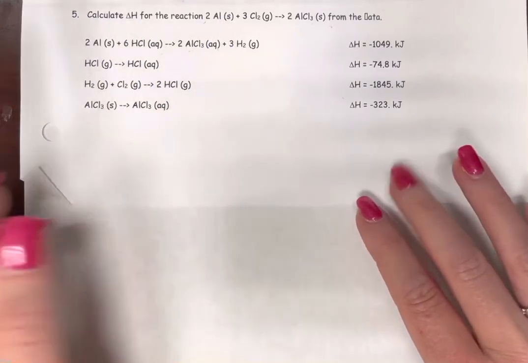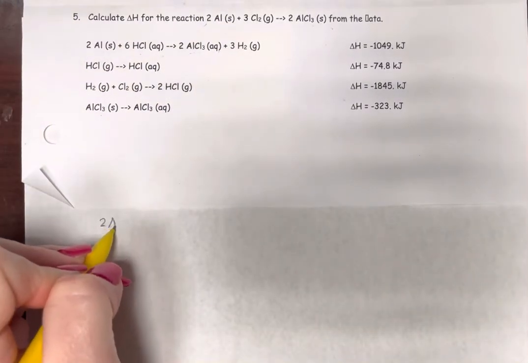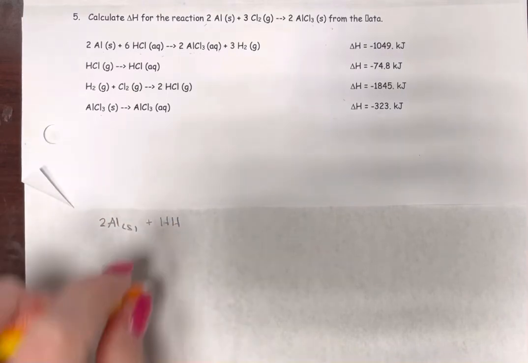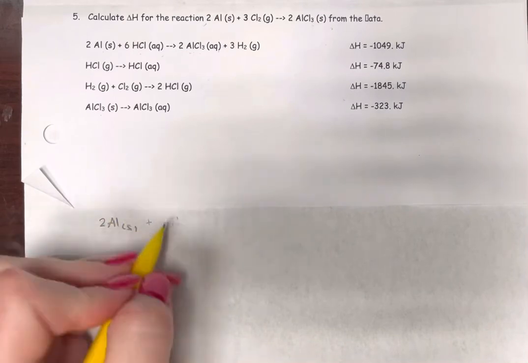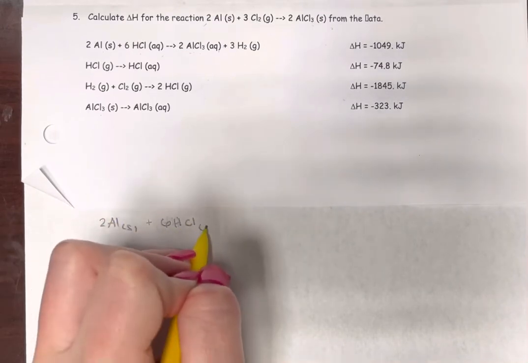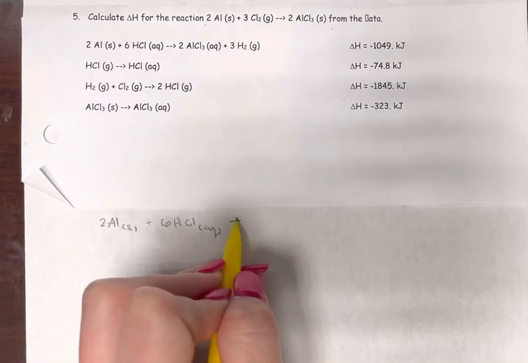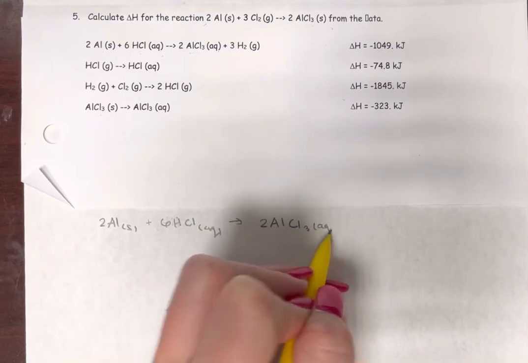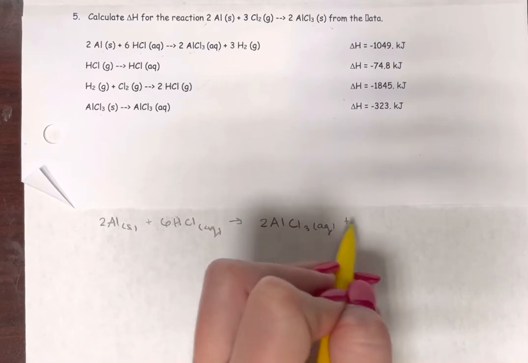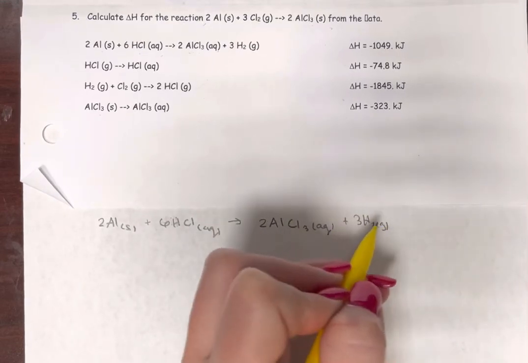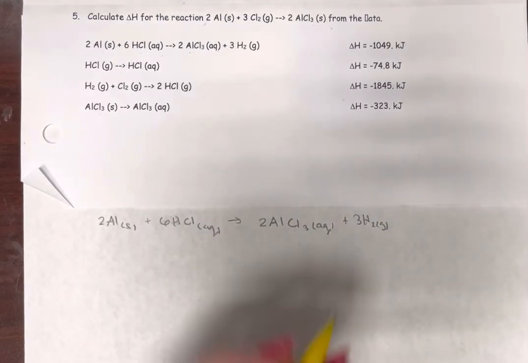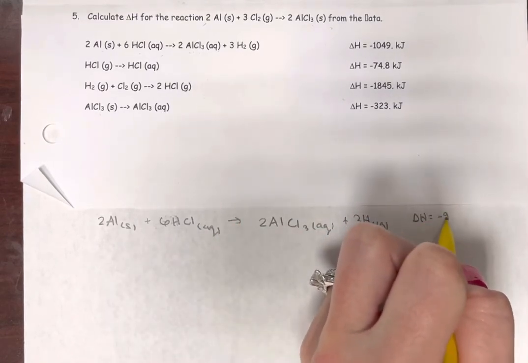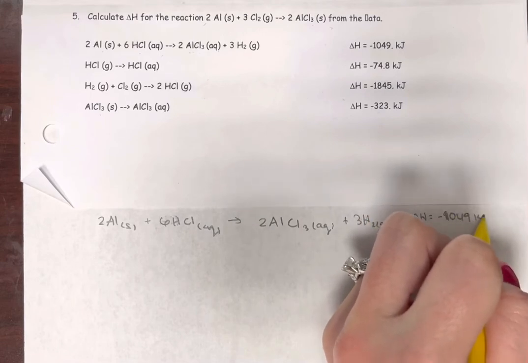But the aluminum solids do match. So I'm just going to copy that down. Two aluminum solids. I may have to erase in a little bit, and you know what? That's okay if we have to do that. Sometimes that's just what trial and error is about. Making two AlCl3 aqueous plus 3H2. Yes. All right, so let's just copy that. 1049 kilojoules.